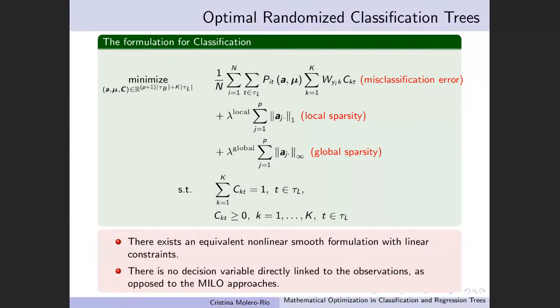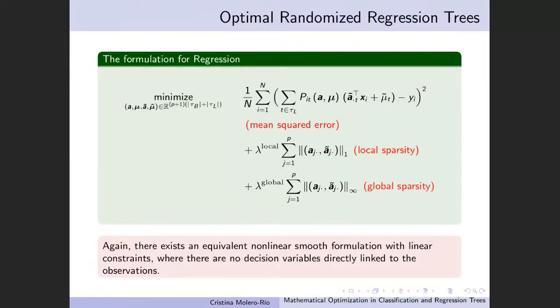In case of regression, we also have these properties, and as customary, we minimize the mean square error together with the local and global sparsity terms. For the mean square error, we need to define our prediction at each leaf node. Here, instead of considering a constant prediction, we also allow the model to give a linear prediction. So for that, we need to define these new a tilde and mu tilde decision variables, which are also continuous.